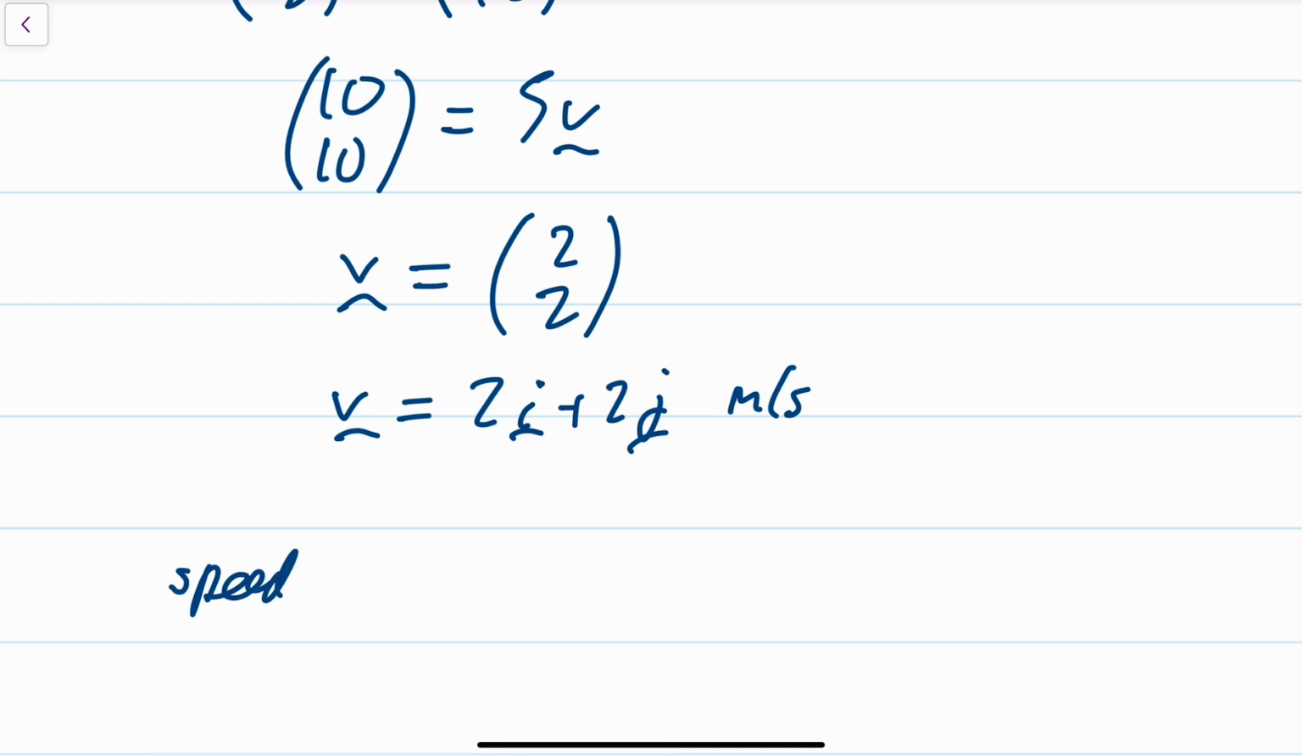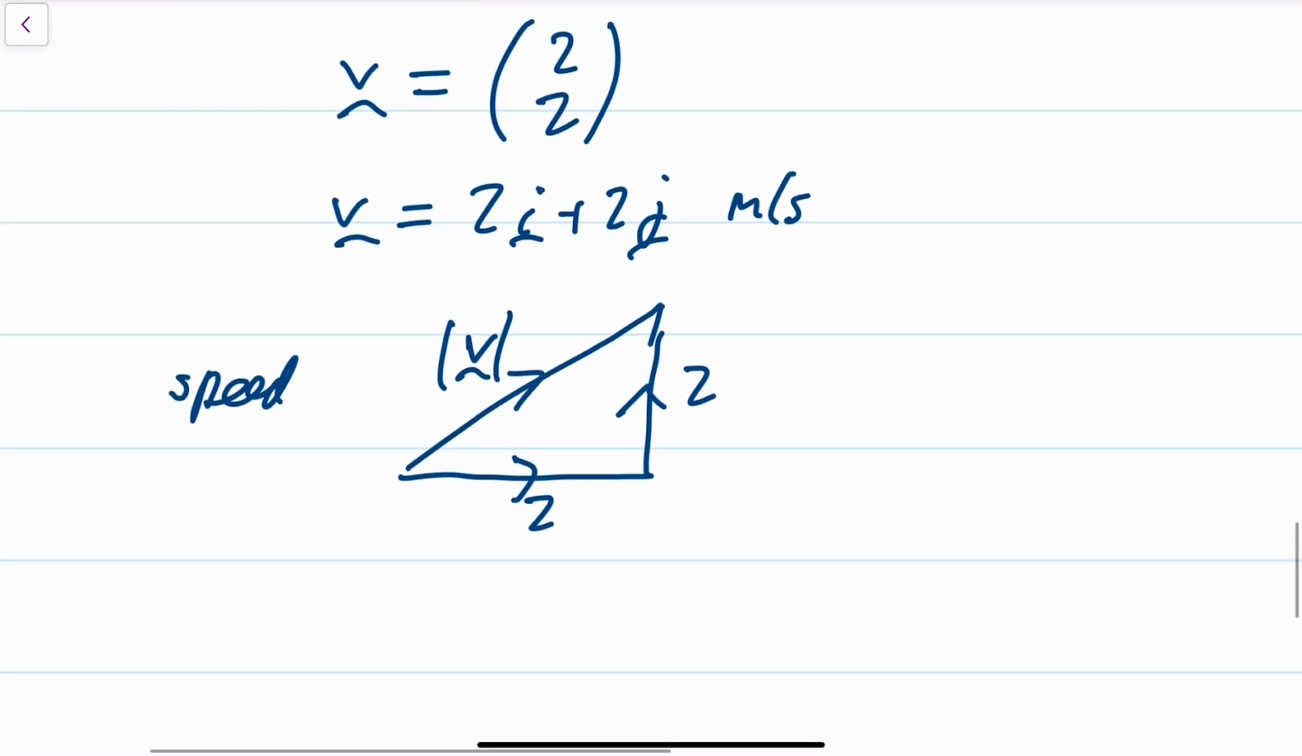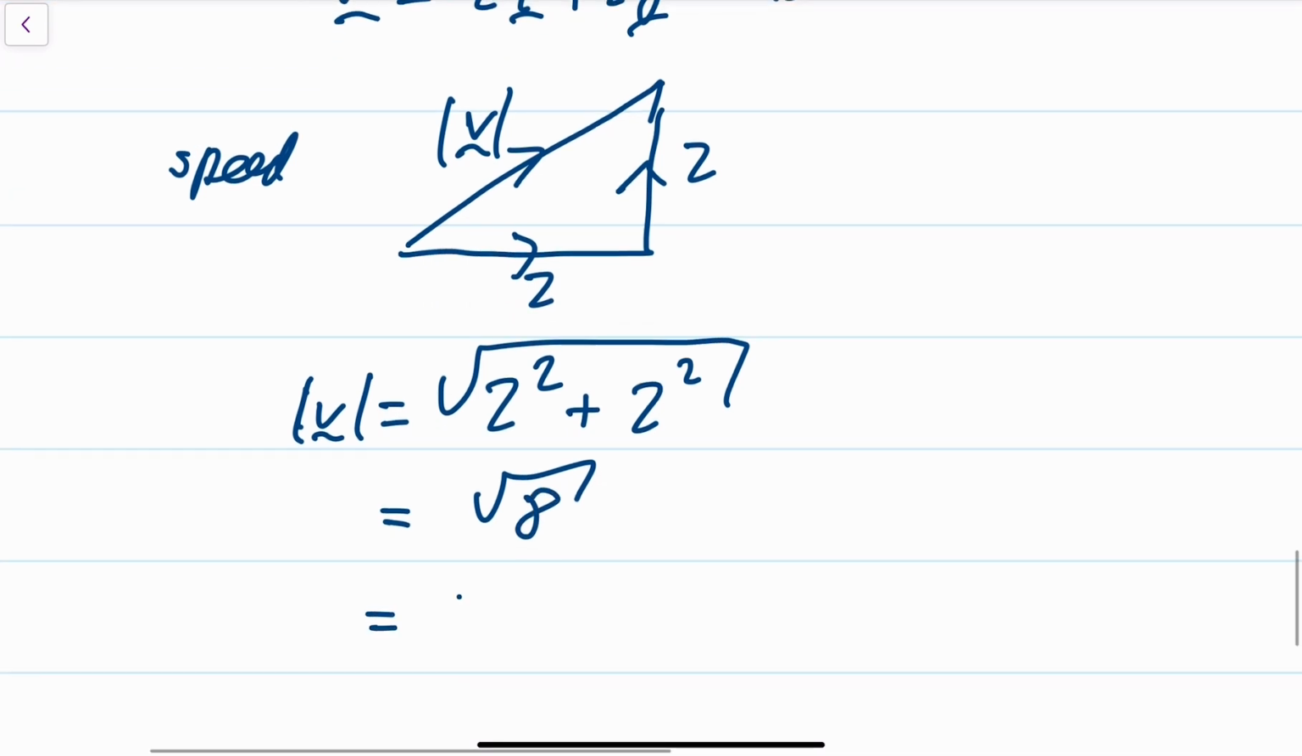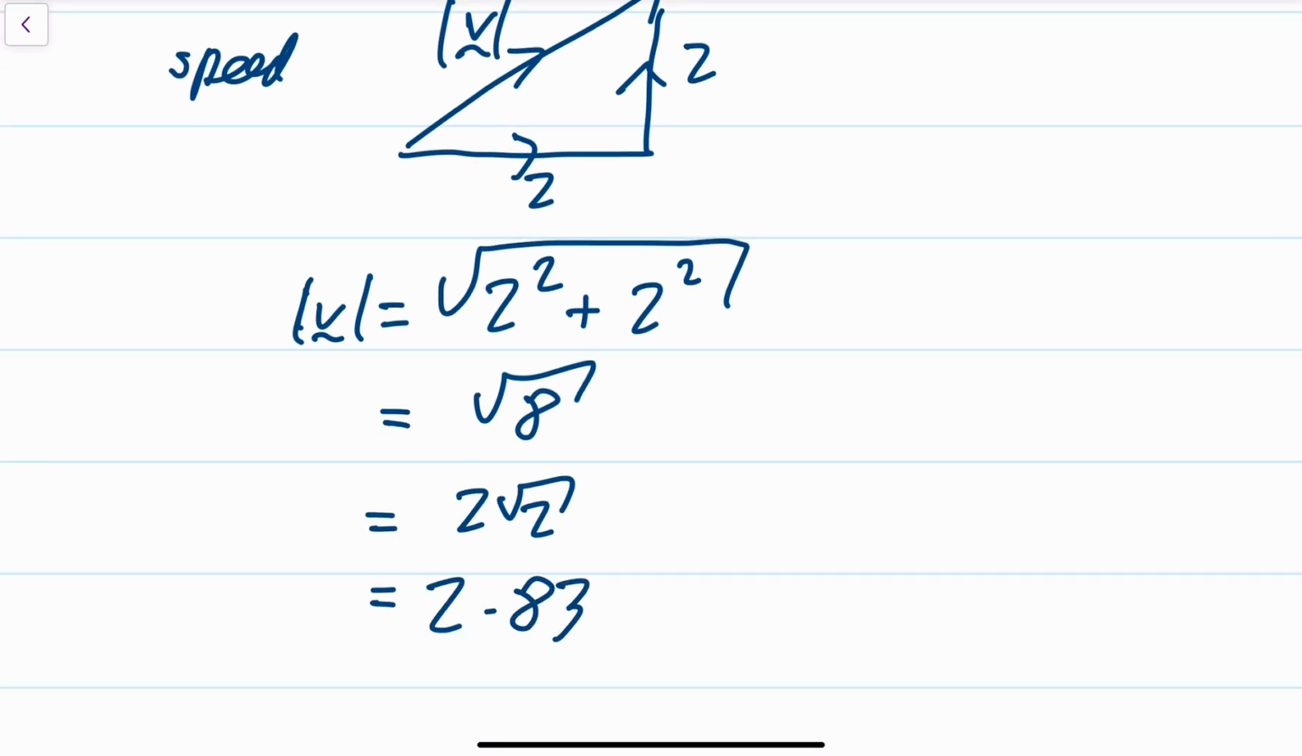Your speed then, let's just draw a wee diagram. 2i means 2 to the right, 2j means 2 up. Your speed is the magnitude or the modulus of this, found as the length by Pythagoras. If you did that on your calculator you're going to get root 8, which is an exact answer, also 2 root 2. It will come out as 2.83 meters per second to 2 decimal places, or 3 significant figures. So pretty much the same, just as easy if it's in vector form. Lovely wee question.